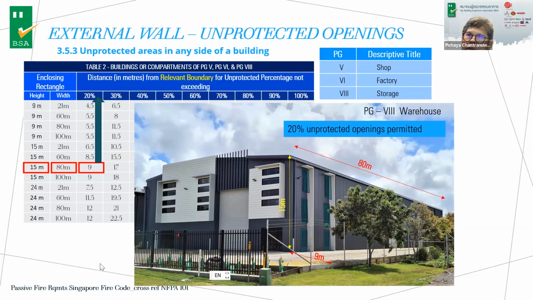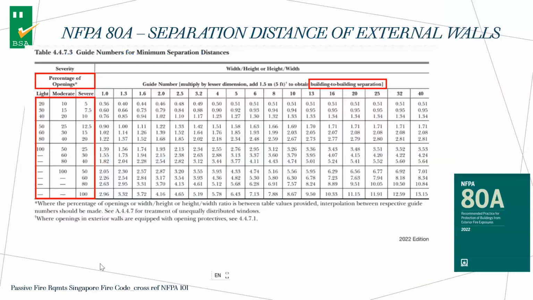Okay, thank you. Similarly, I take some reference from NFPA, which is very similar, but they decide on whether your building is light risk, moderate risk, or severe risk, and they have some kind of calculation with a multiplier as to how much building-to-building separation you require. I haven't studied this table well, but it seems to approach the same problem as the Singapore Fire Code.